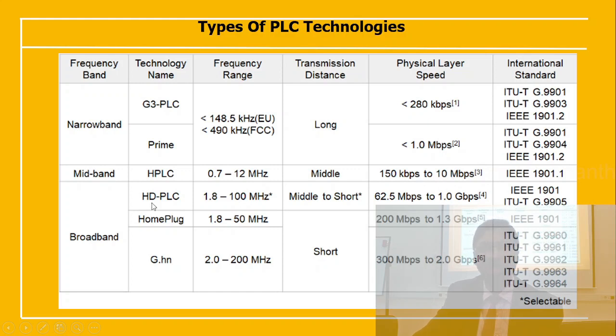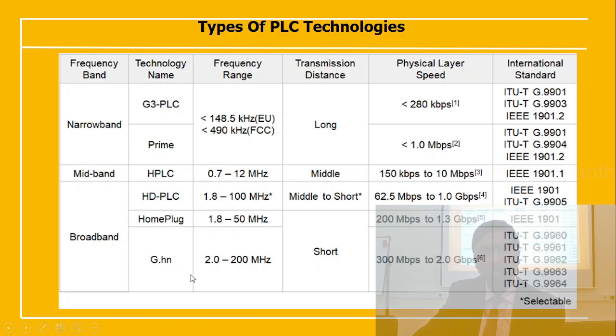Okay, and HD type PLC. Mid to short, so it will be 62.5 Mbps to 1 Gbps. And HomePlug will be using 1.8 to 50 megahertz. So that is the frequency range, and physical layer speed will be 200 Mbps to higher, 1.3 Gbps. Broadband will have HD PLC 1.8 to 100 megahertz, middle to short. So 62.5 to 1 Gbps.